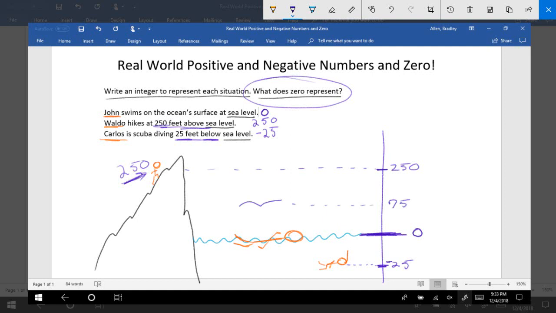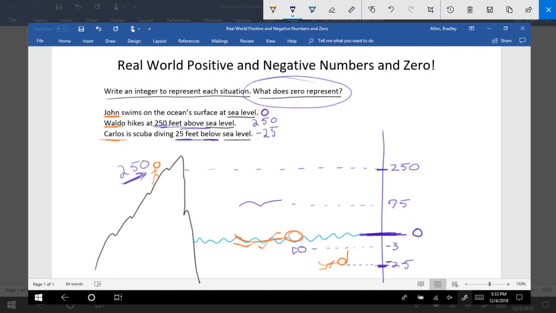You could even say above the water. It doesn't even have to be above sea level. It's the same thing. And then there could be maybe a fish swimming 3 feet, right? There could be a fish down here swimming like 3 feet below Waldo, swimming on the surface, and we could say, okay, well, that fish would be at negative 3 feet.